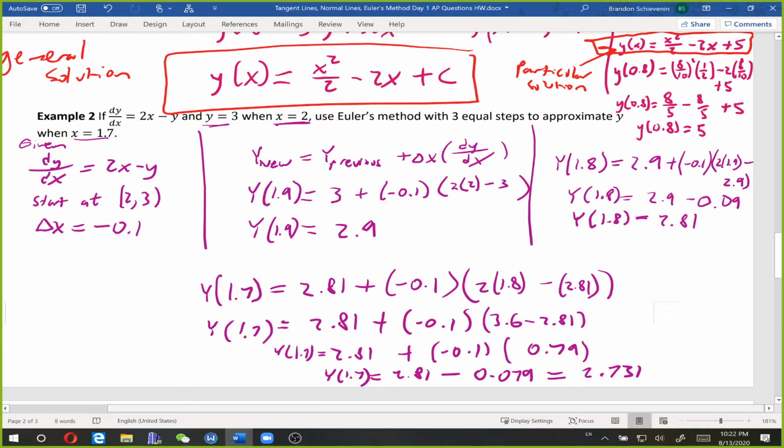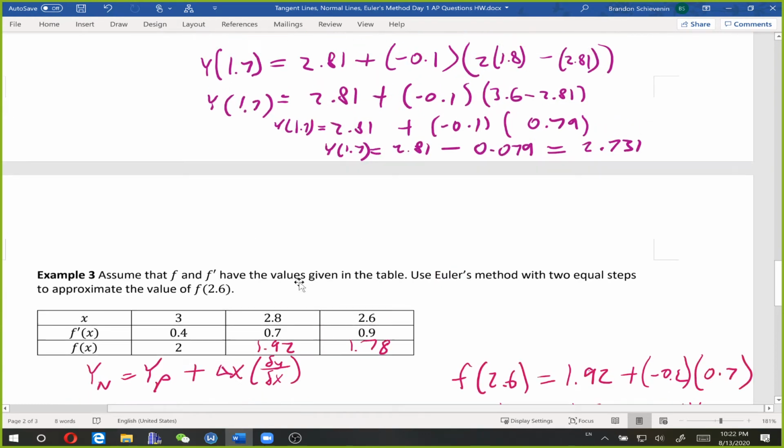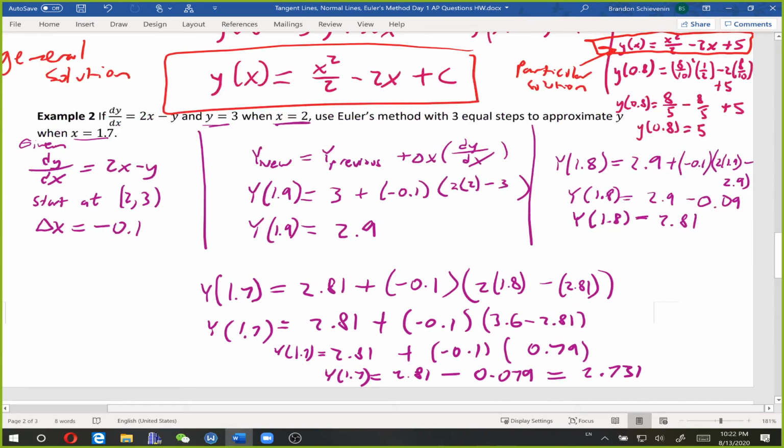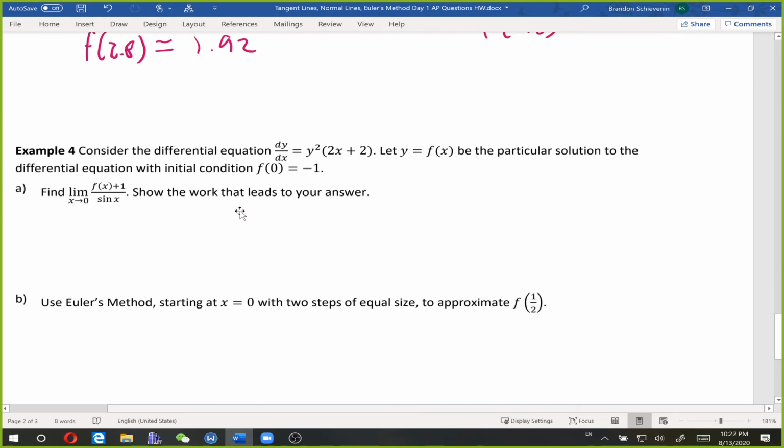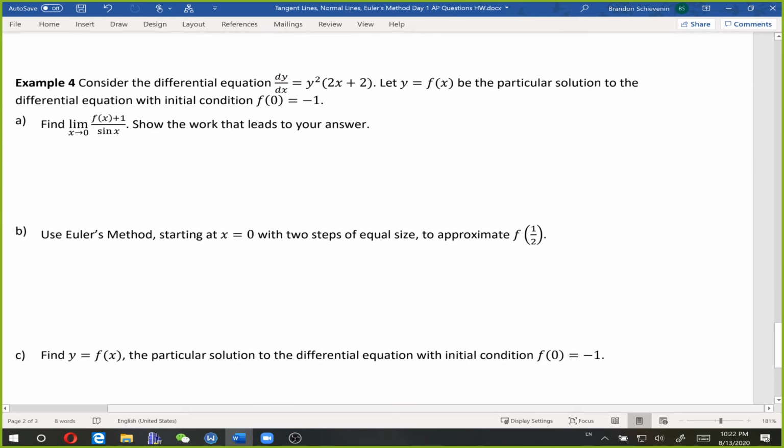Any questions on this one? I have a question on example 4. Maybe before I do that, does anyone still have a question on example 2? No. Okay, all right, example 4. Which part?